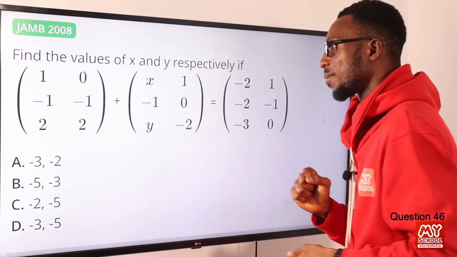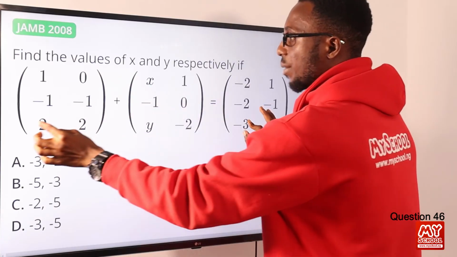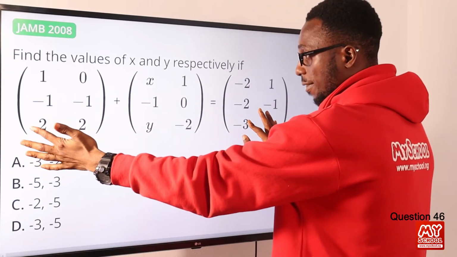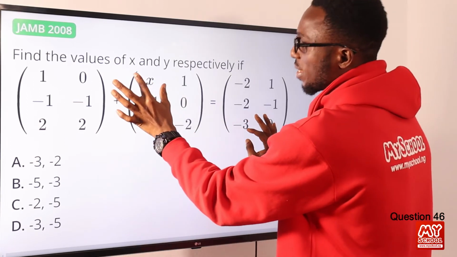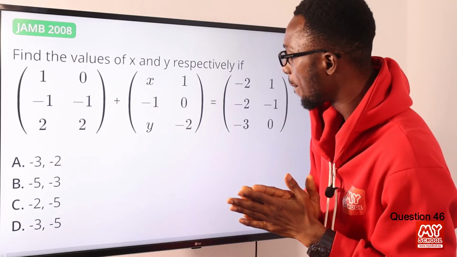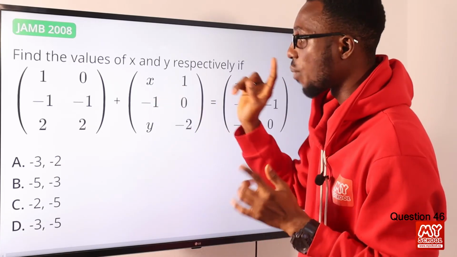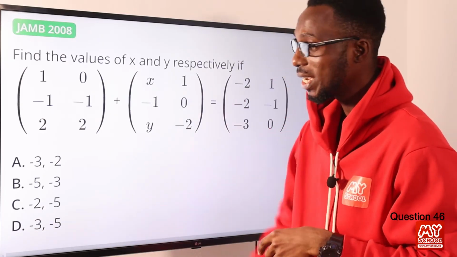So let's look for y. So that will be minus 3 minus 2, that is minus 5, right? Or you can say 2 minus 5 will give us minus 3. So x is minus 3, y is minus 5. So minus 3, minus 5, what would we have? We have the combination in order of x and y respectively, starting with x and ending with y. So option D is the correct option.